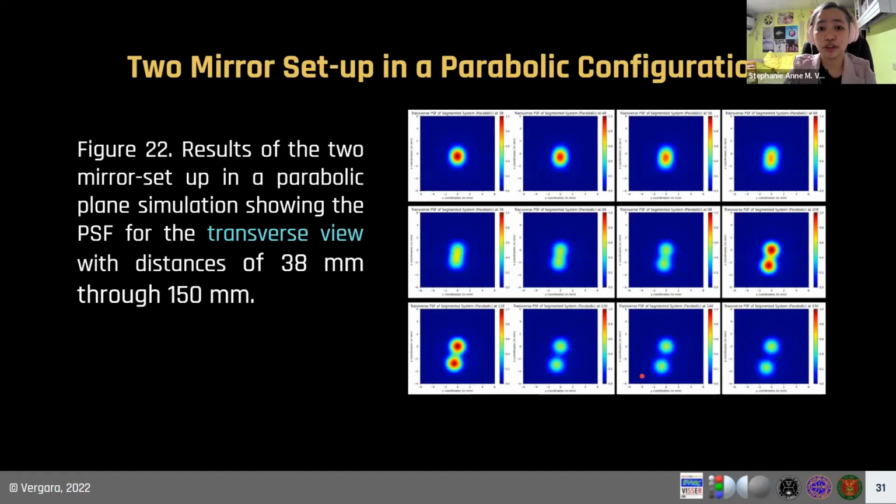Okay, so for the results of the parabolic configuration system for the transverse view, with the same distances mentioned earlier, the point spread function shows that it is still apparent that as the distance increases, the intensity of the light at the focus decreases, and the foci of the segments start to diverge. Similarly, at a distance of 108 millimeters, the peaks of the intensity start to appear again, signaling the separation between the foci of the two mirrors.